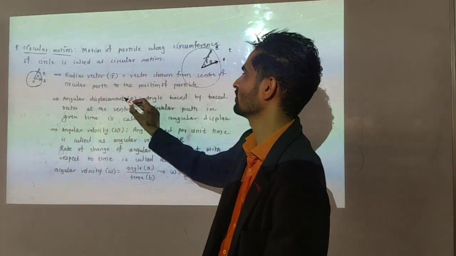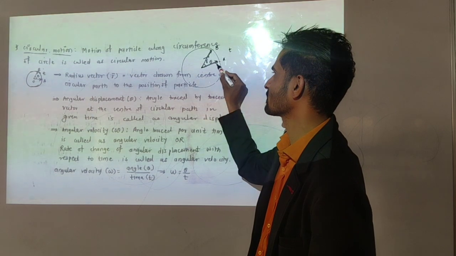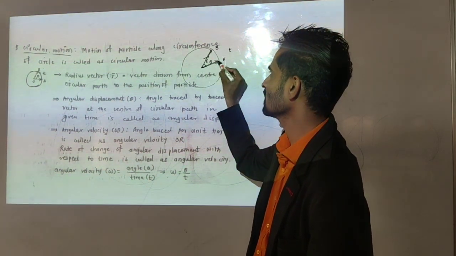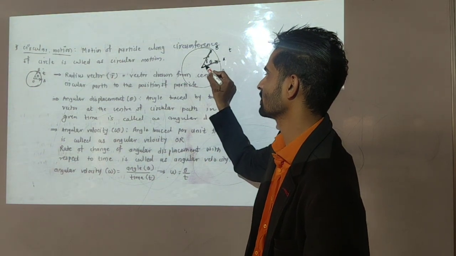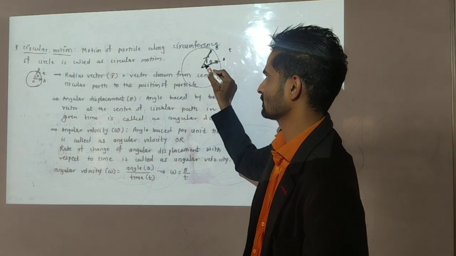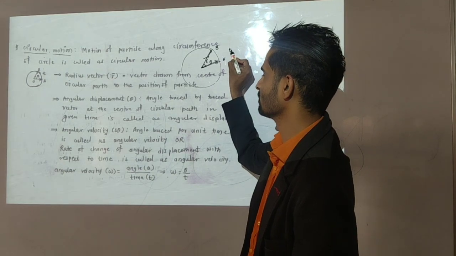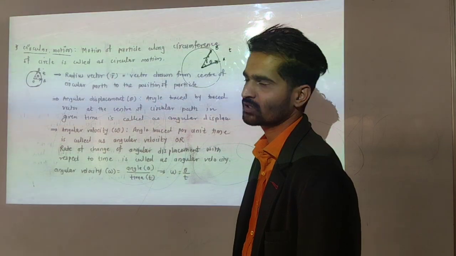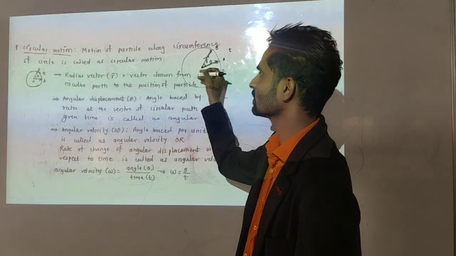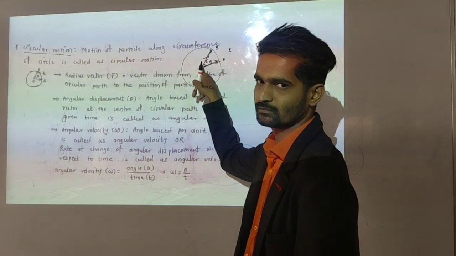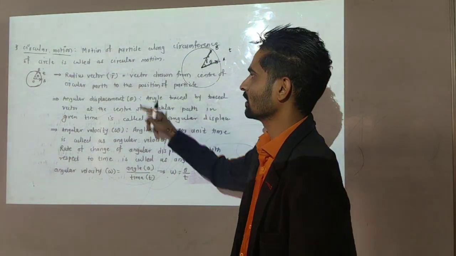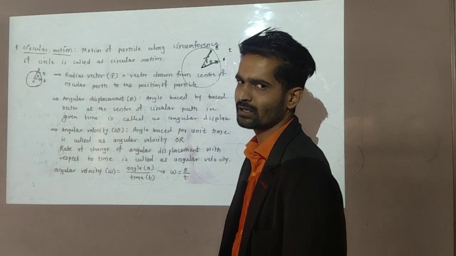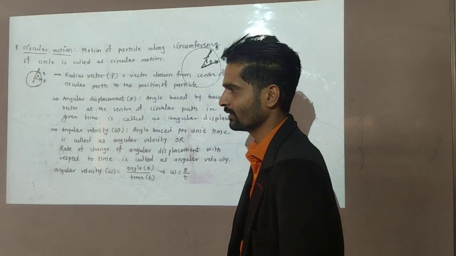So how to prepare the definition? Angle traced by the radius vector at the center of the circular path in a given time is called an angular displacement. All of you know the angle is measured in radian. That's why the SI unit is radian.